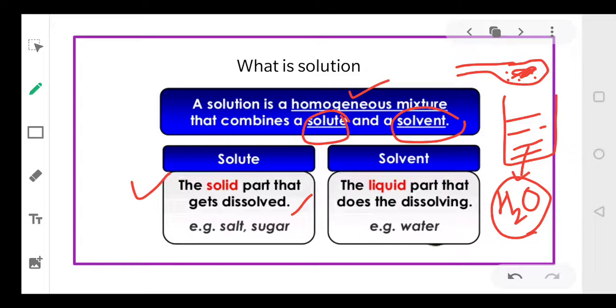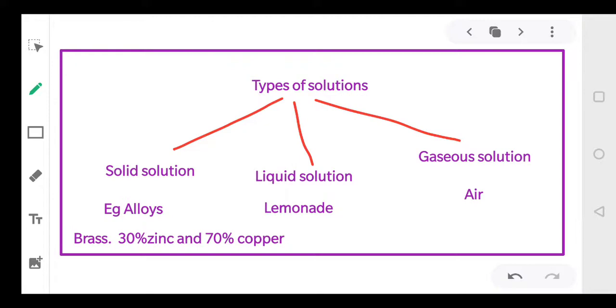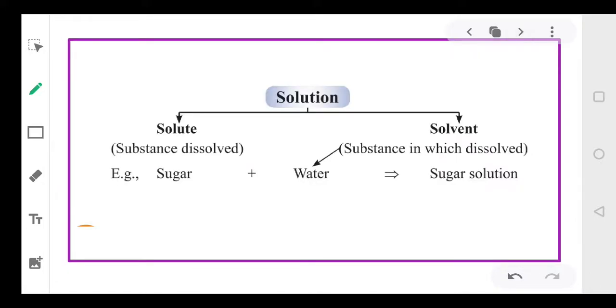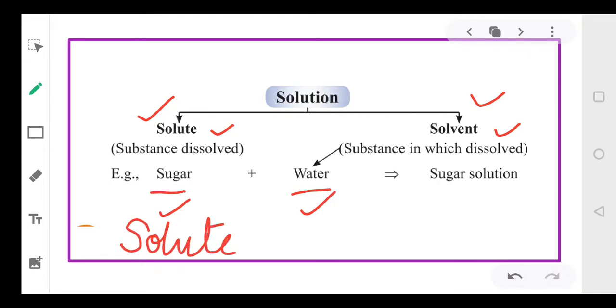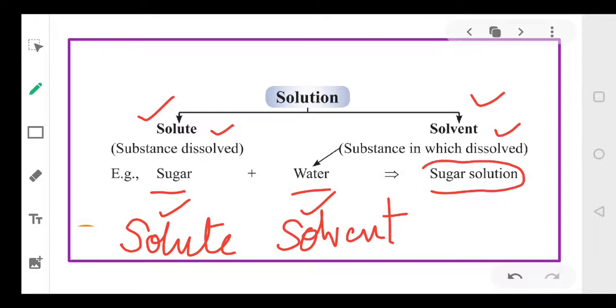So your solution contains two parts. One is solute and the second is solvent, right, everyone? Is it clear? Solute means the substance that we dissolve and solvent means the substance in which the solute is dissolved. So when we are adding sugar in water, your sugar is a solute and your water is a solvent, and this is called sugar solution.